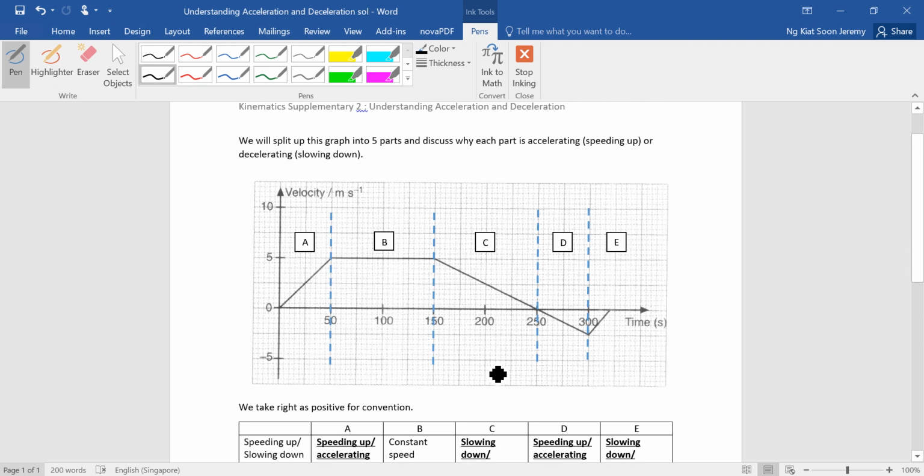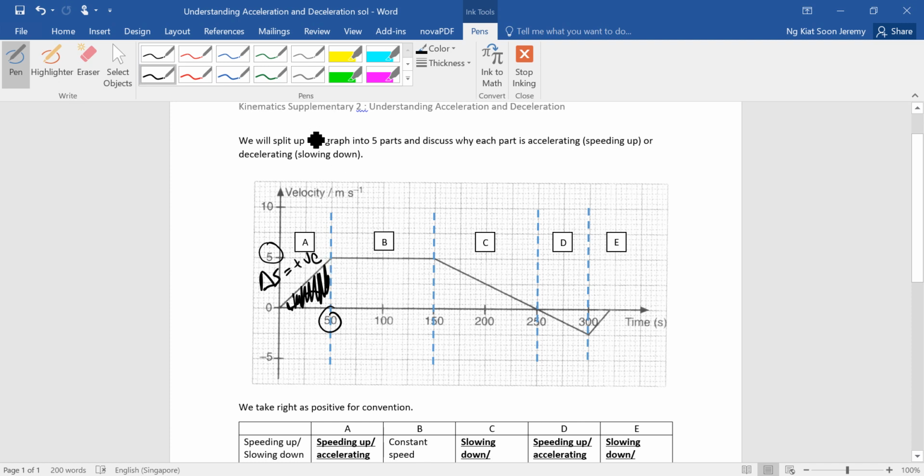Right, so here I have a VT graph of a body split nicely into five parts, right? A, B, C, D, and E, all right? And I want to try and visualize what happens to this body using the VT graph, right? So we know that area under graph actually gives me change in displacement, right? So this is change in displacement, this is delta S, right? And in this case, delta S is a positive value because it's half times 5 times 50, right? Everything here is positive. So delta S will be positive, right?